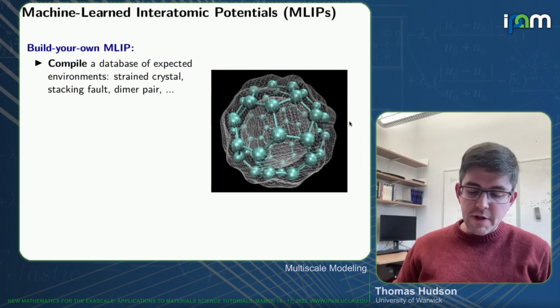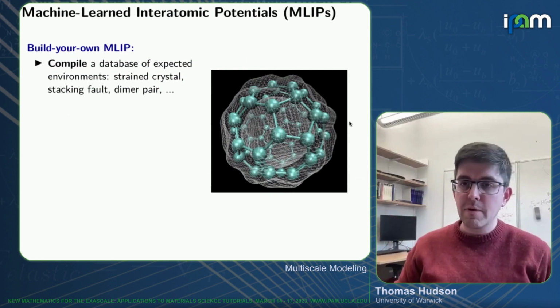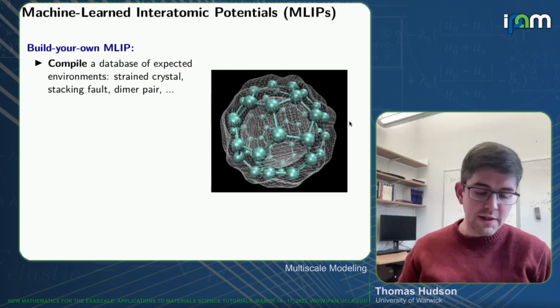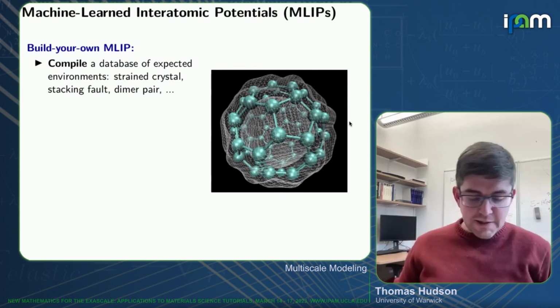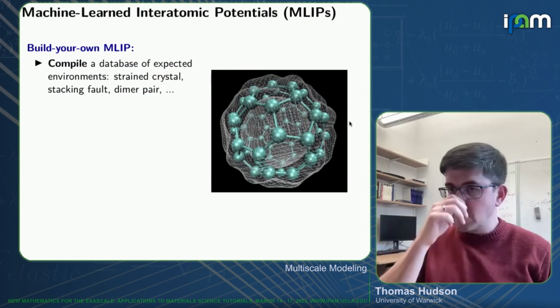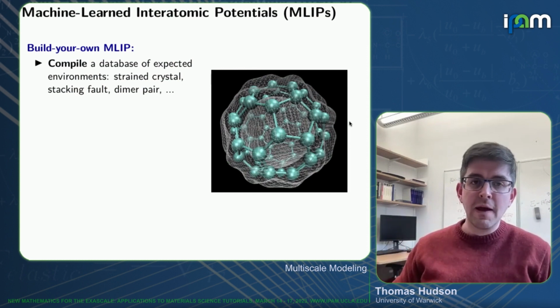So in terms of the general methodology for fitting one of these machine learning interatomic potentials, the way it works is as follows. Basically, the idea is, generally speaking, to use lots of quantum mechanical calculations or DFT calculations, which are viewed as the most accurate energies that we can get.